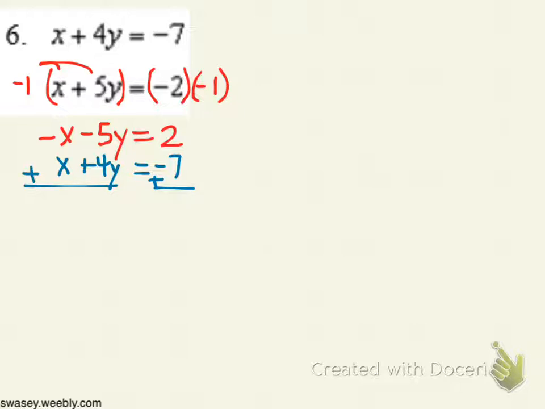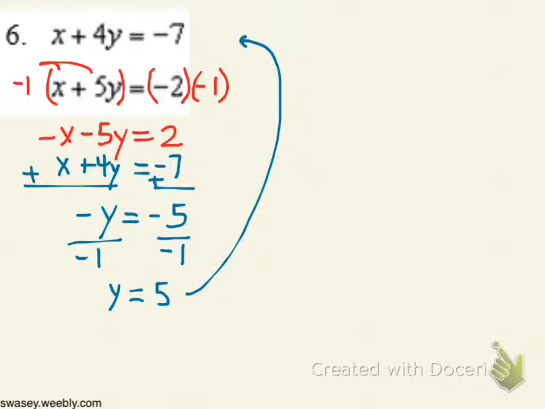Negative x plus positive x is 0, it's eliminated. Negative 5y plus positive 4y is negative 1y, or just negative y. 2 minus 7, or 2 plus a negative 7, is negative 5. Get rid of multiplying by a negative 1, divide both sides by a negative 1, and so you get y equal to 5.